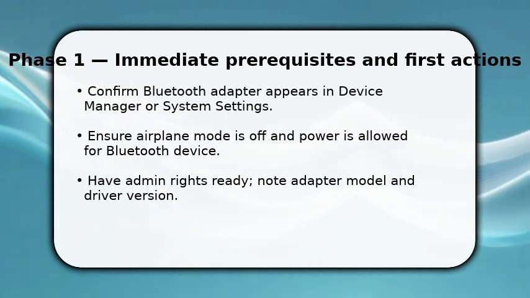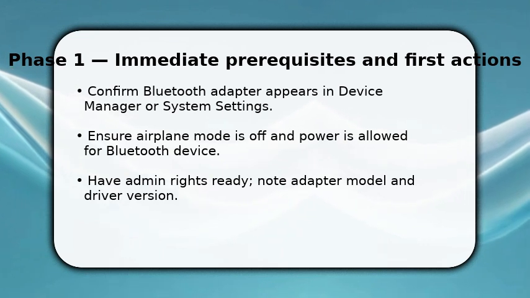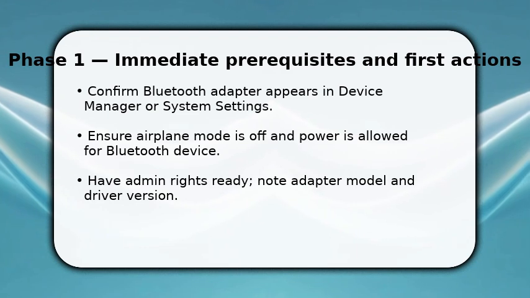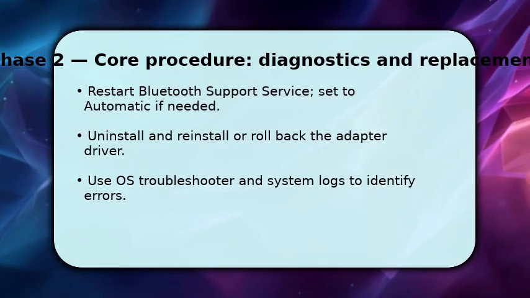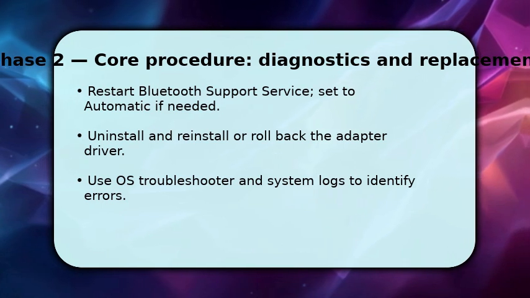While you note the adapter model and current driver version, prepare a secondary connection method like USB so you can fetch drivers if Wi-Fi fails. You stop and restart the Bluetooth support service to reset the radio stack. This clears many transient faults.